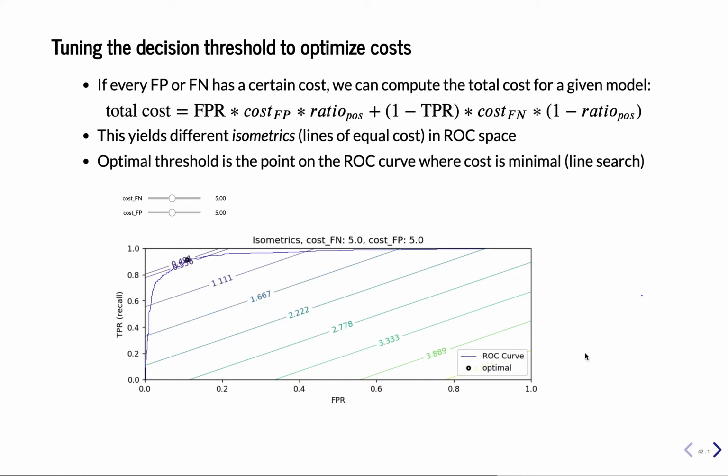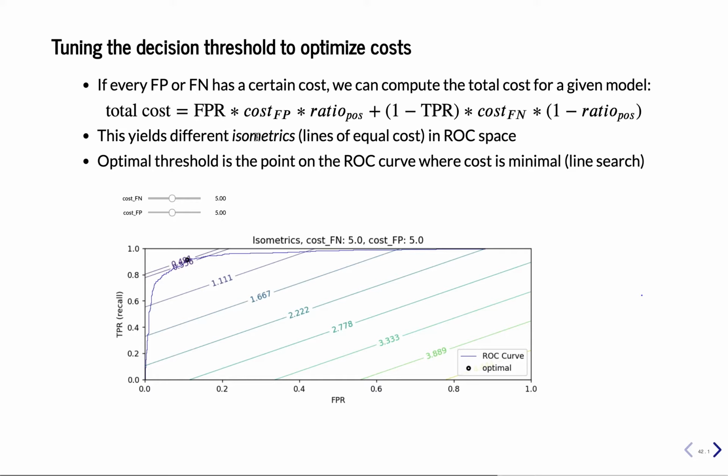So for instance, here we're looking at a ROC curve, and we want to know at which point we will minimize our cost. We do that by first assigning a cost for each false positive and each false negative. For instance, maybe a false positive is 10 times worse than a false negative. Then we set this to 1 and this to 10. And the total cost is the false positive rate times the cost of a false positive times the ratio of positive examples in our data set, plus the false negative rate times the cost of a false negative times how many negatives are actually in our data set.